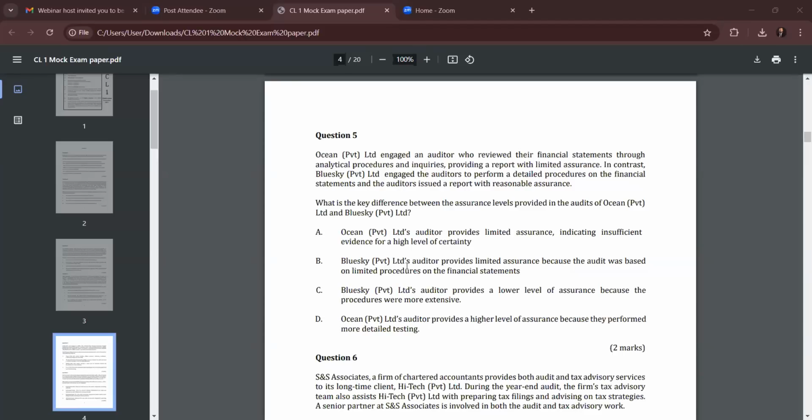C. Blue Sky Private Limited auditor provided a lower level of assurance because of procedures that were more extensive. No, a high level of assurance was given in Blue Sky, only limited assurance in Ocean. D. Ocean Private Limited auditor provided a high level of assurance. No, Ocean Private Limited was given limited, low level assurance. What's the answer? A, B, C, or D? Can I have a response? Answer is D, where limited assurance, low level of procedures, only inquiry and analytical procedure.